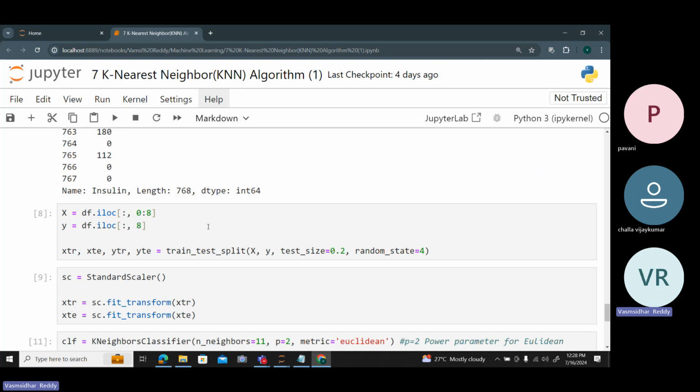Understand? Got it? Not got it? Got it. Okay? Amrita, online, Vijay and Pavani, got it? This is your entire data.